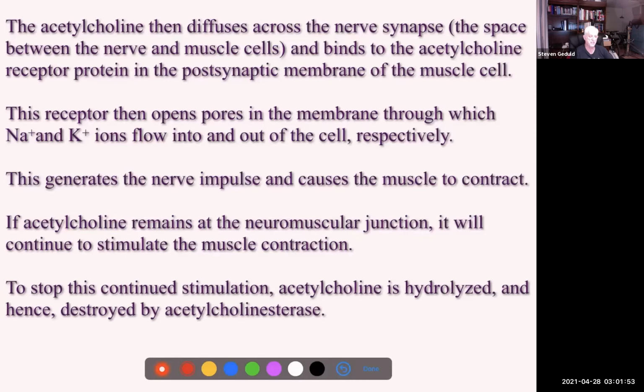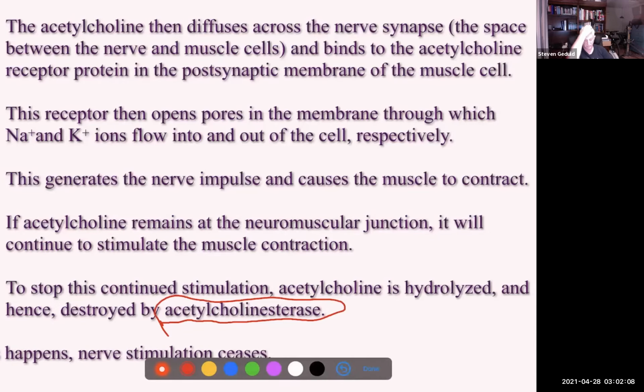To stop this continuous stimulation, acetylcholine is hydrolyzed, destroyed, by acetylcholinesterase. There's your enzyme. That's the importance of the enzyme. Acetylcholinesterase breaks down acetylcholine. When this happens, the nerve impulse stops and the muscle can relax.